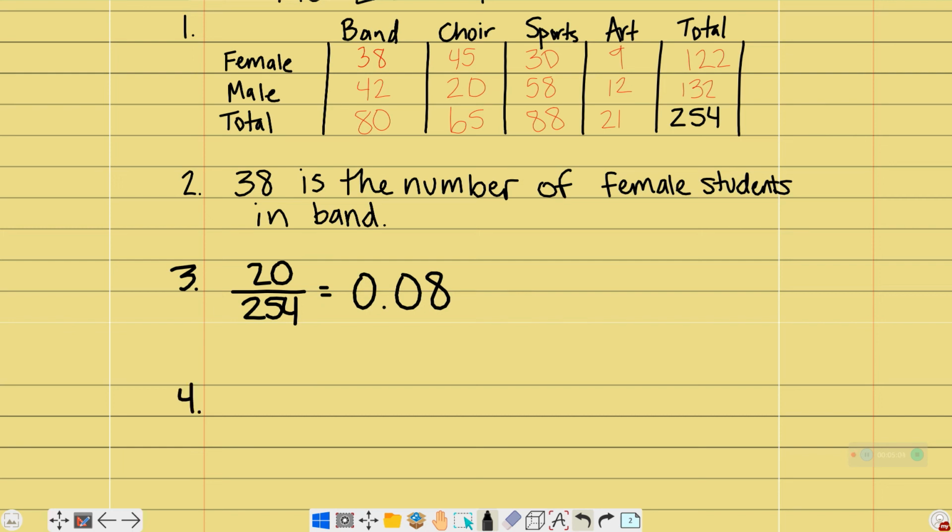4 says, what proportion of students are enrolled in musical extracurricular activities, meaning band or choir? So our total is still the students, and we're looking for band or choir. So 80 and 65 is 145, which comes out to 0.57.